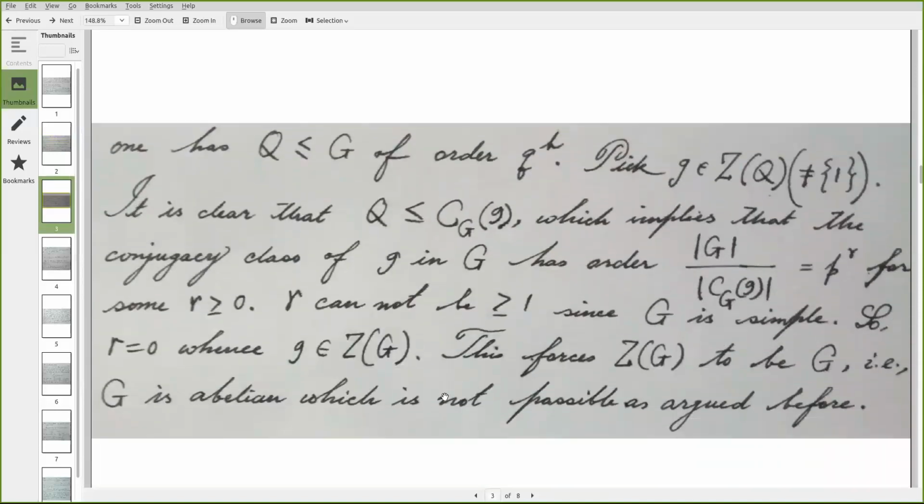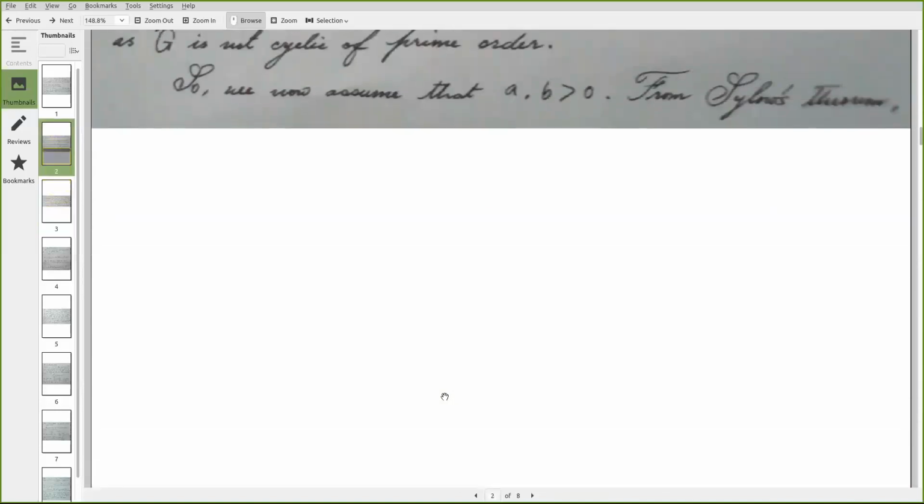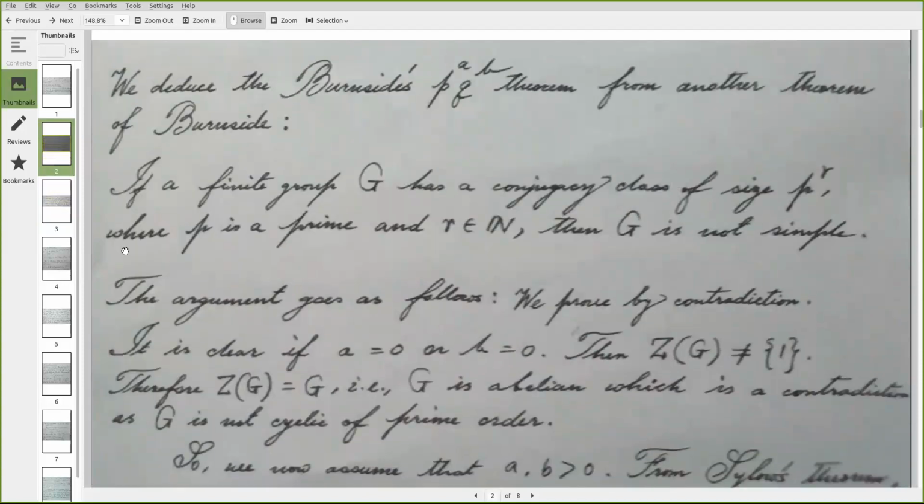So the Burnside p^a q^b theorem is proved modulo this other theorem of Burnside. So we now focus on the proof of this theorem. In the next video, I will prove this theorem with the help of a lemma. First we discuss a lemma, and from that lemma we prove something which implies this theorem.